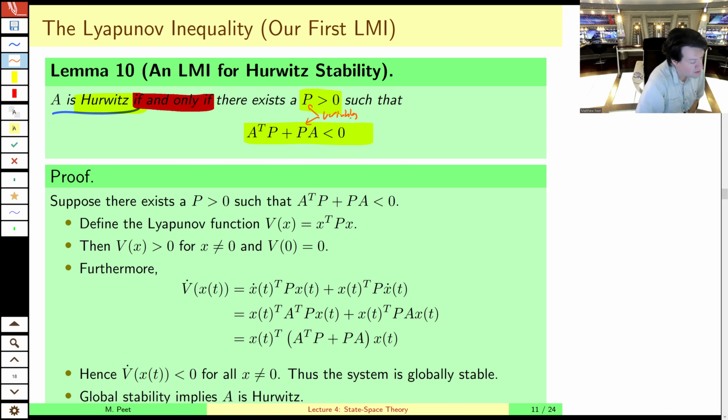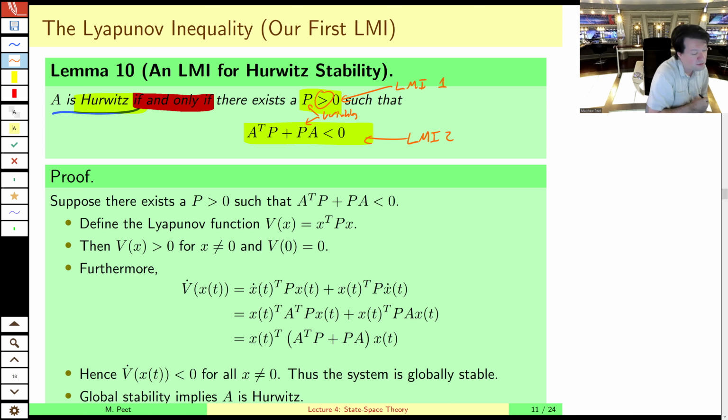And the form is of a linear matrix inequality. There's two LMIs. This is really LMI 2, and this is LMI constraint 1. Note that that's sign definite, so greater than or equal to 0 is not good enough. It has to be strictly greater than 0.